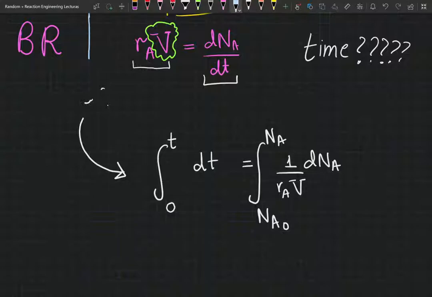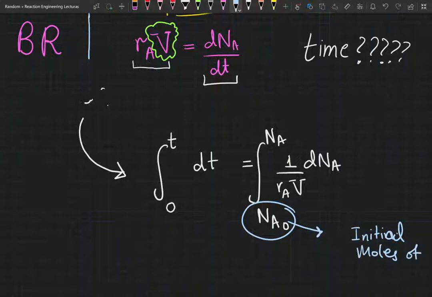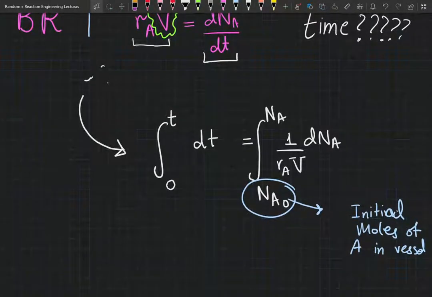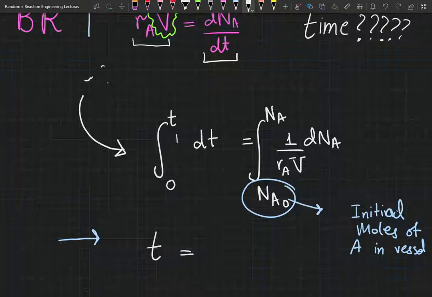So let me just highlight it for you guys. NA0 is going to be the initial moles of A in the vessel. And this time right here, because this is just 1 right here, this integral comes out to be t. Some of you already saw that, some of you didn't, and that's okay.